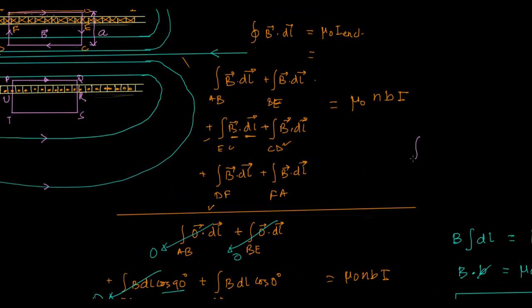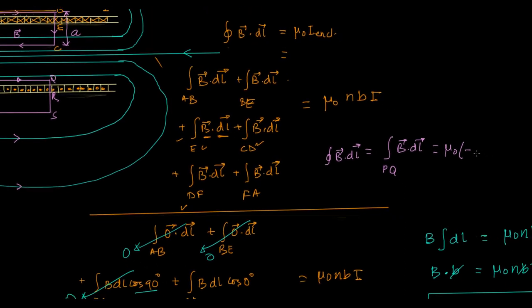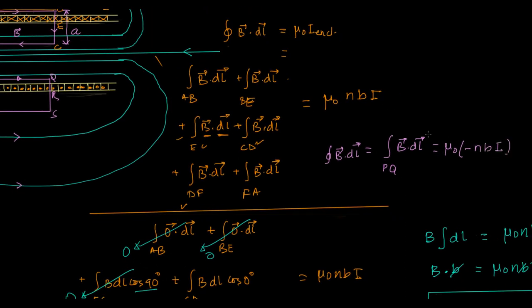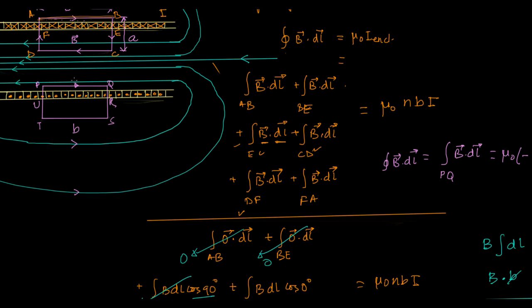Now what happens? Integral B dot DL reduces to integral PQ only. We saw the other five terms, they vanish. So this is equal to integral PQ B dot DL, and that is equal to mu naught into minus of NBI, correct? Because I'd again assume this length to be B. Now see, B dot DL for this is like what? I'm traversing like this, B is in the opposite direction.